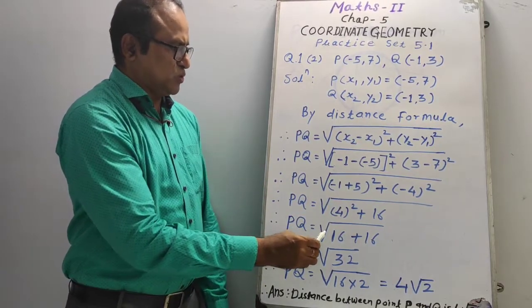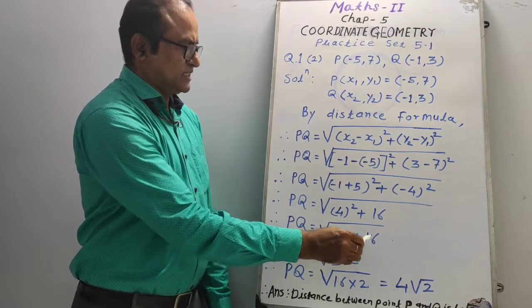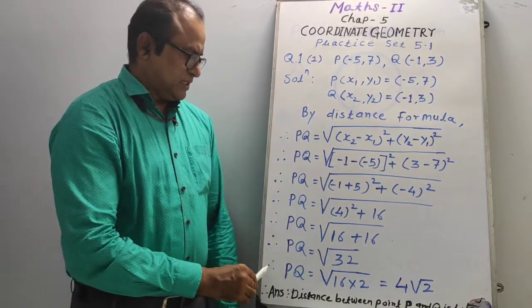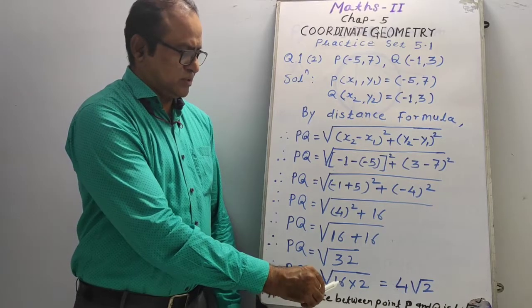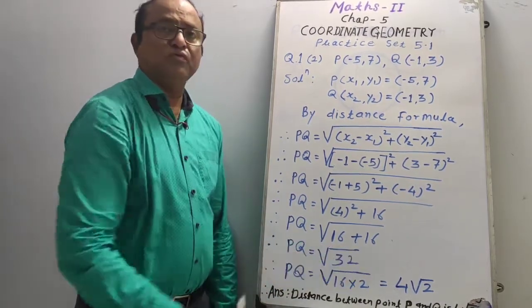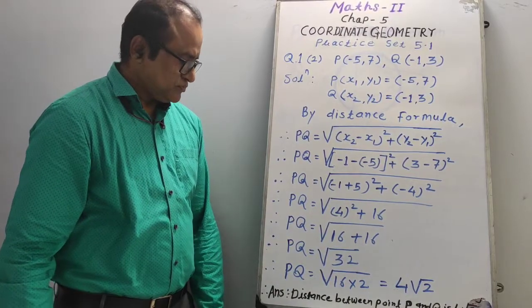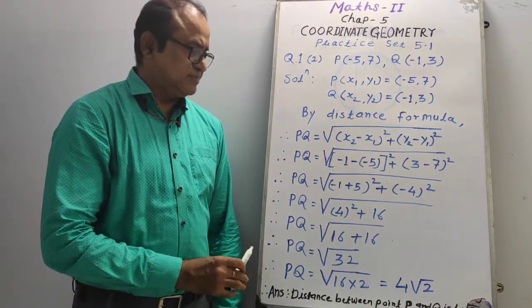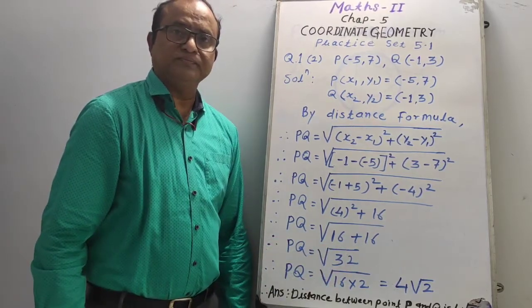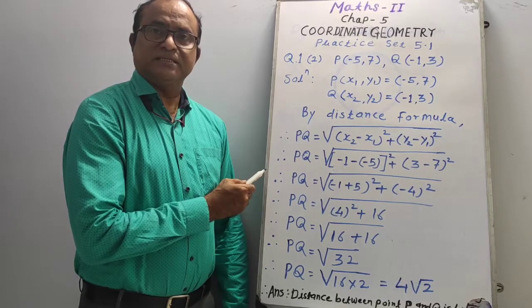Therefore PQ is equal to root of 16 plus 16. Therefore PQ is equal to root 32. Therefore PQ is equal to root of 16 into 2. Therefore PQ is equal to 4 root 2. Therefore the answer is: the distance between points P and Q is 4 root 2. All of you understood this?